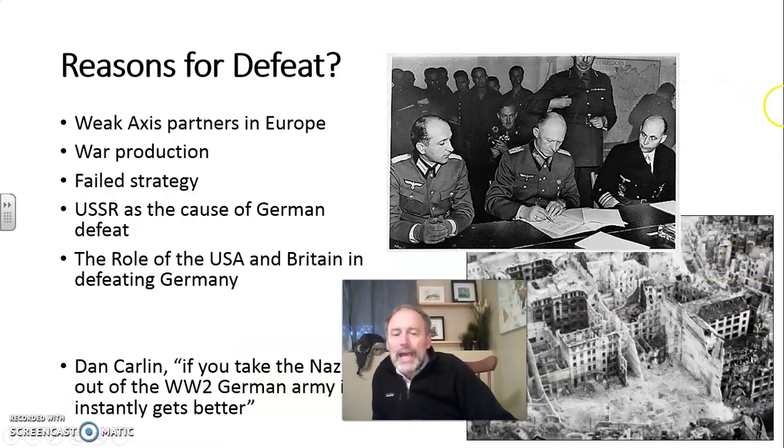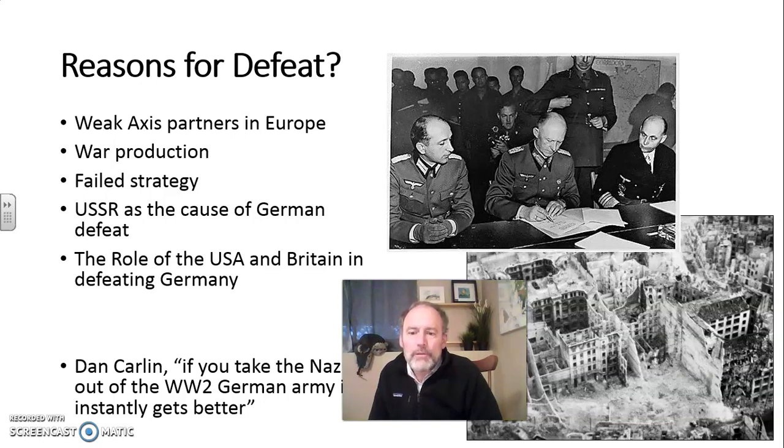Now, as we look at these images from the defeat, we can see the reasons are, as listed in your reading, that there are weak Axis partners in Europe. There are problems in war production. There are failed strategies, and then also the influence of Hitler. Then there's the USSR as the cause of German defeat, and finally the role of the United States and Britain in defeating Germany.